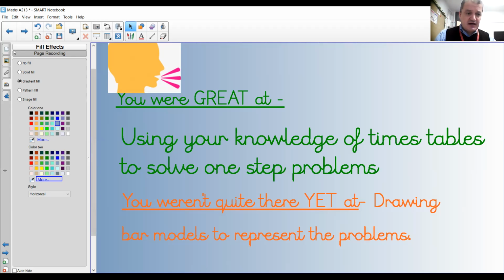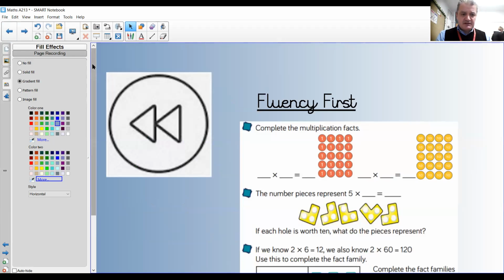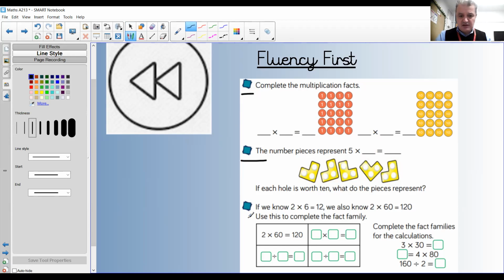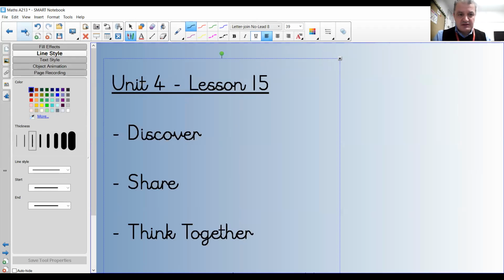So what are we doing today? Fluency first. I've got some arrays here. Complete the multiplication facts related to the array. I'm going to give you about 5 minutes to solve these problems. It shouldn't take us long, just to get our brains functioning. There are 3 sets of questions, and that's related to what we're going to be doing today as well. You can stop on that page to finish that up, and let's get on.